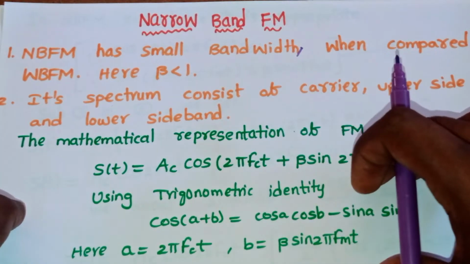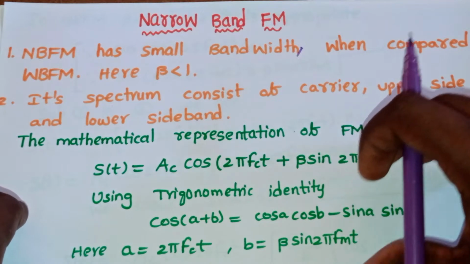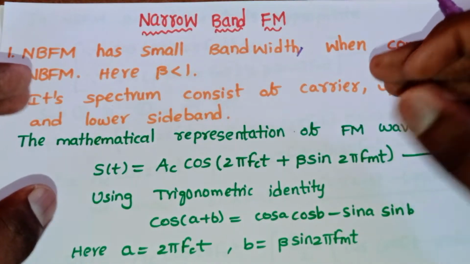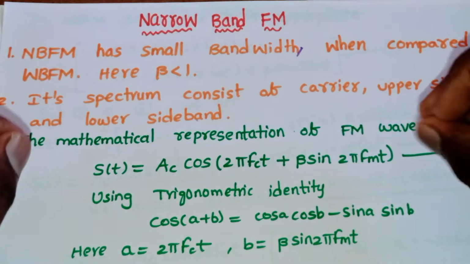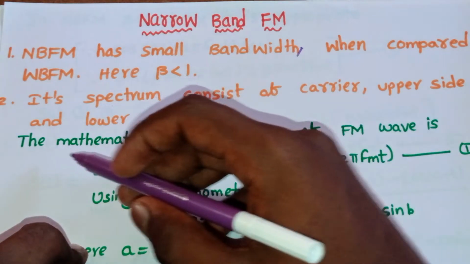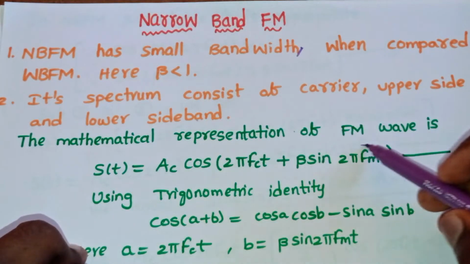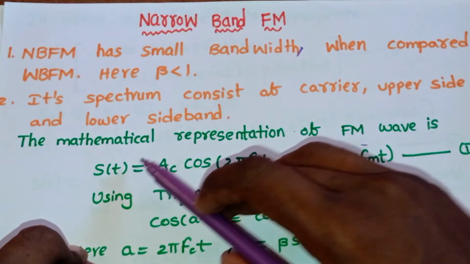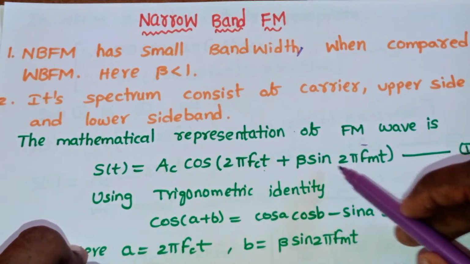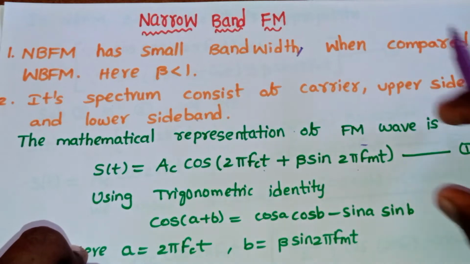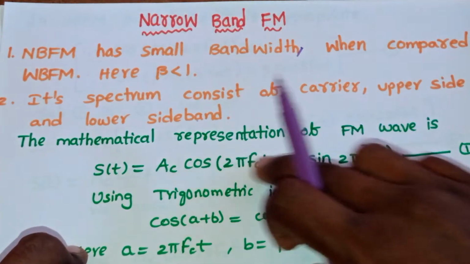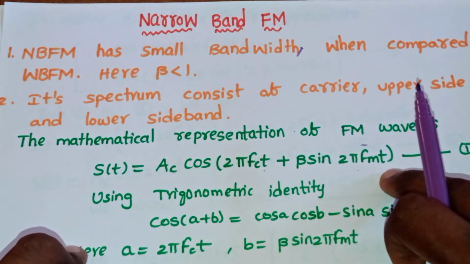Now coming to the mathematical representation of narrowband FM. Narrowband FM can be represented by using the standard FM modulated wave expression first. Here, first let's take the mathematical representation of the FM wave, that is S of t is equal to Ac cos of 2 pi fc t plus beta sin 2 pi fm t. I already told you in my previous videos how it can be obtained. This is the mathematical representation of the FM wave.